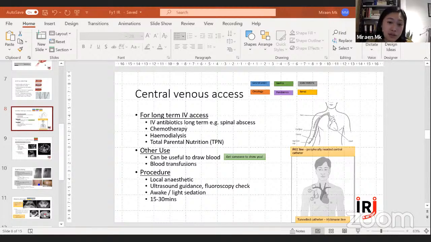Otherwise, have a chat to your registrar and let them know that you're interested. If they don't offer immediately, they will bring it up in conversation that you'll need to do some audit of some sort to demonstrate interest in radiology. They'll probably be able to help you with that. If they can't personally, they can certainly signpost you to someone who can.